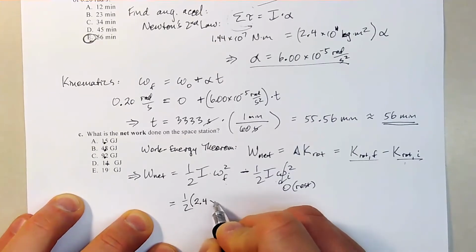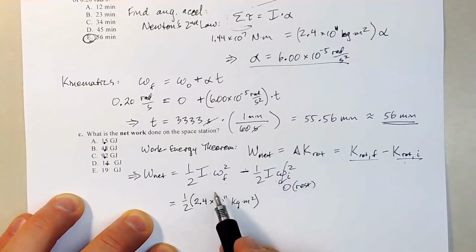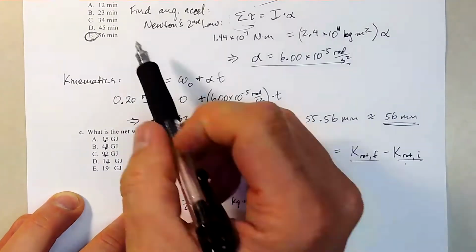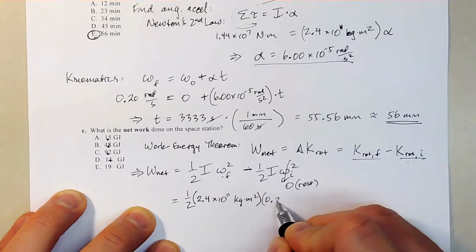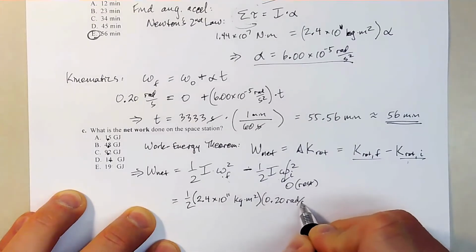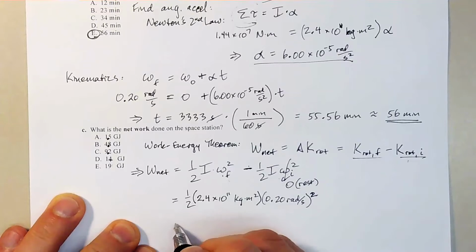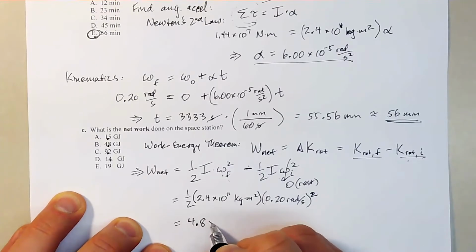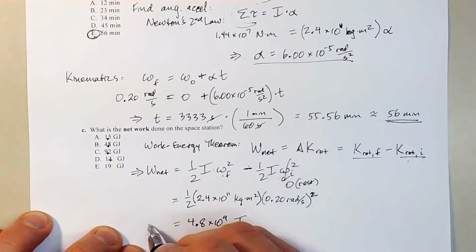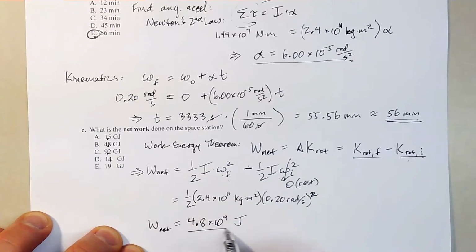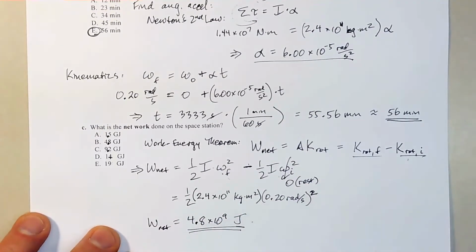So using the moment of inertia that we're given at the start of the problem, and the angular speed that we know we've reached, which is that 0.2 radians per second, make sure you square it. We find that the answer is 4.8 times 10 to the 9th joules. And my calculator tells me that answer is exact. So it's just 4.8000.